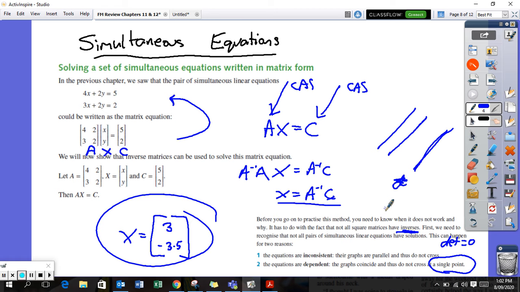And that's what it's saying. There is no solution to that when the determinant equals 0. And it's quite simply when the determinant is 0.